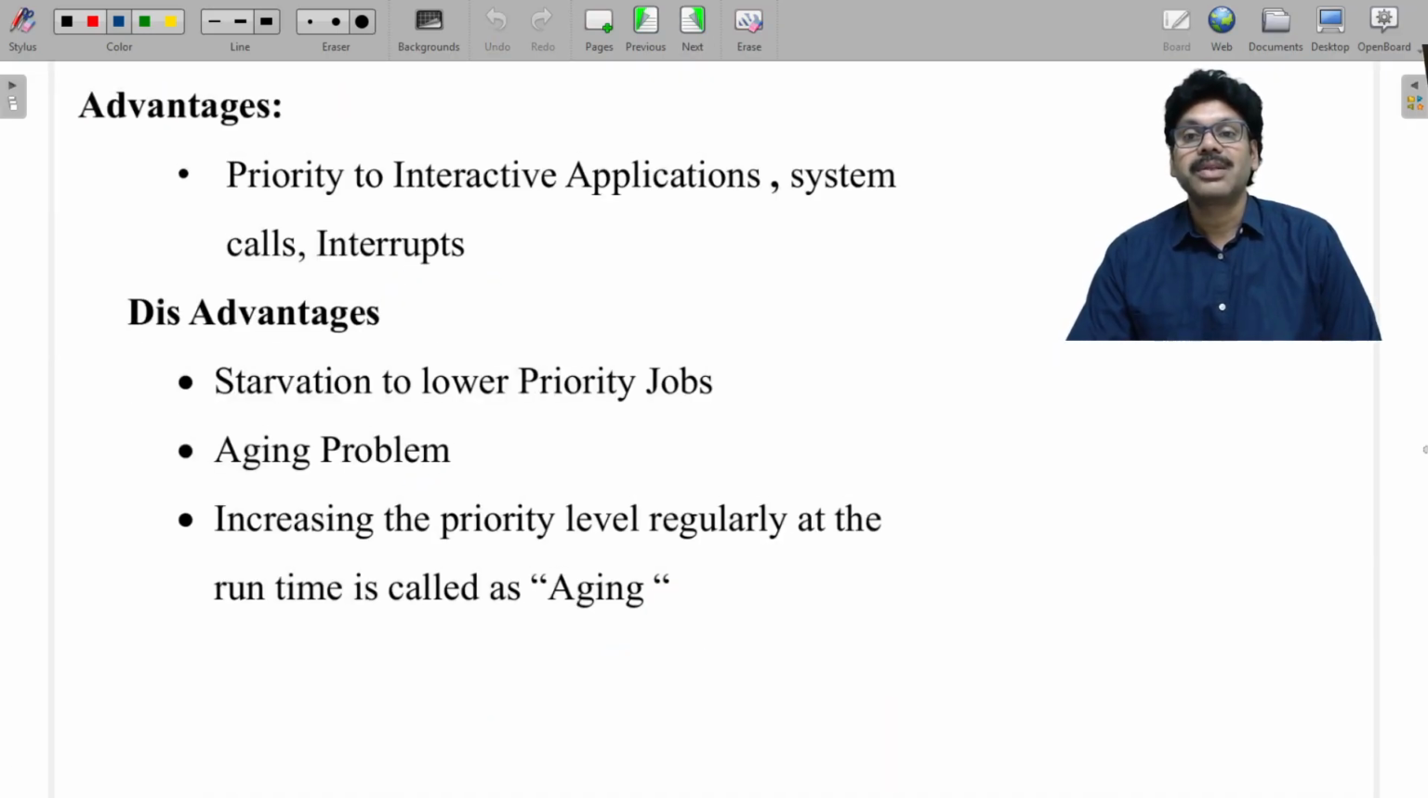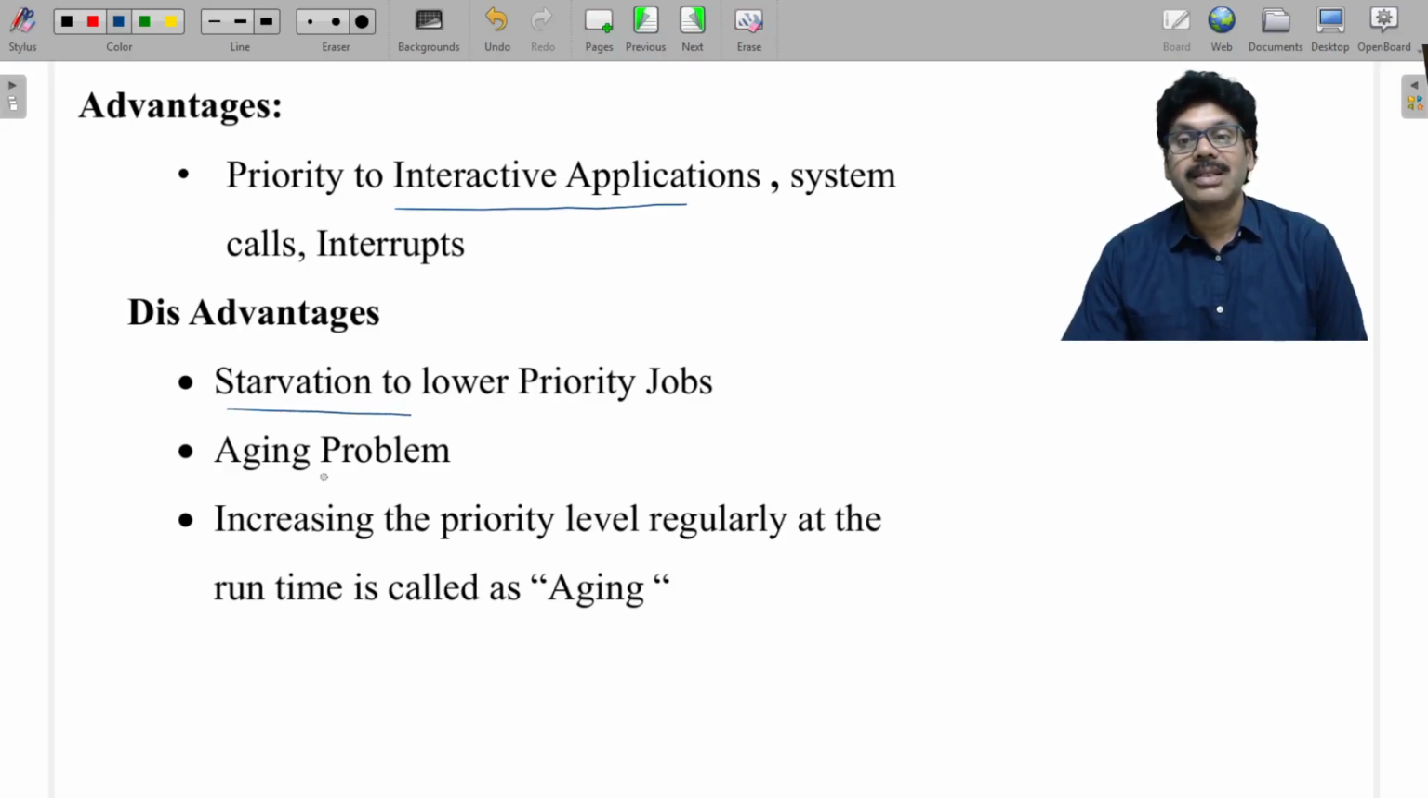So what are the advantages? In FCFS, there is the convoy effect. In SJF, there is starvation for longer jobs. In LJF, there is starvation for shorter jobs, because longer jobs are given priority over shorter jobs. Priority scheduling gives preference to interactive applications like social media. The disadvantage is starvation of lower priority jobs, and there is the aging problem. Increasing the priority level regularly is what we call aging.